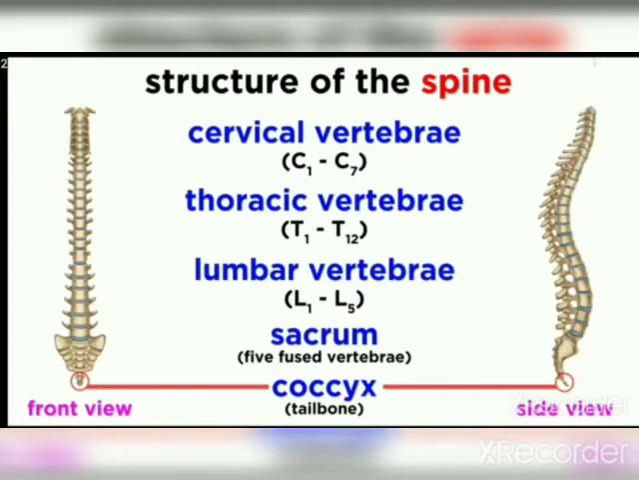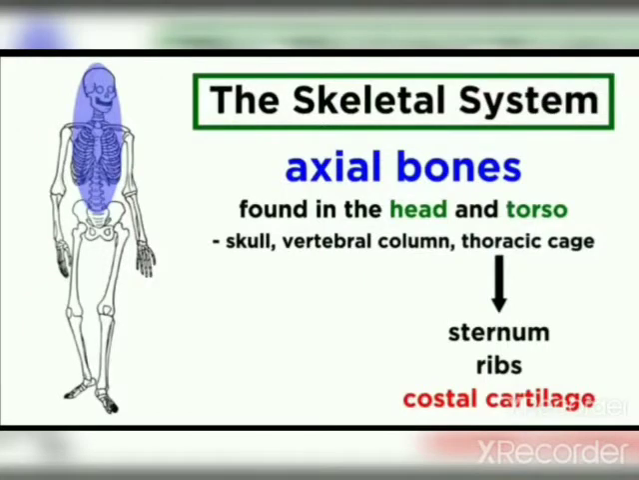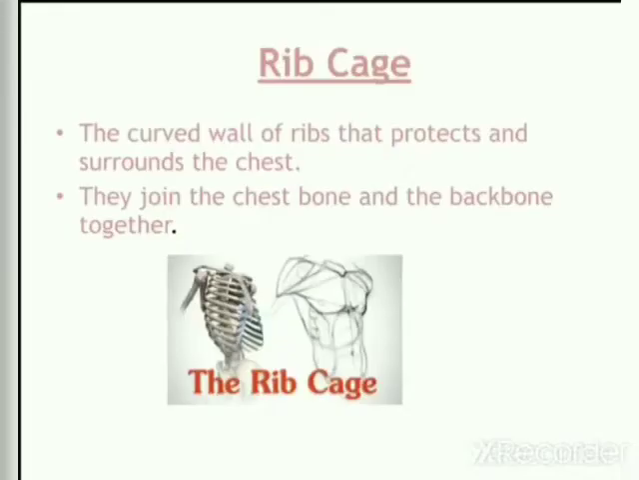Now a tail is not present in human beings, but the tailbone is present because our ancestors had a tail. So in axial bones, let's talk about the thoracic cage. It consists of the sternum, ribs and costal cartilage. Now let's learn about the rib cage. The curved wall of ribs protects and surrounds the chest, joining the chest bone and the backbone together. As shown in the diagram, the chest part contains ribs also.